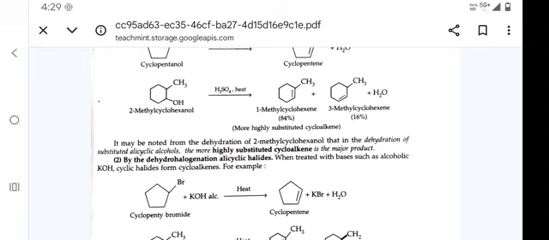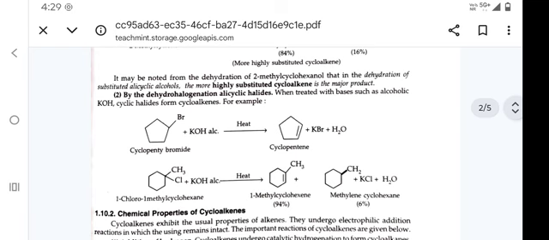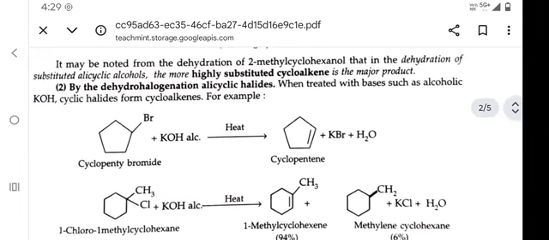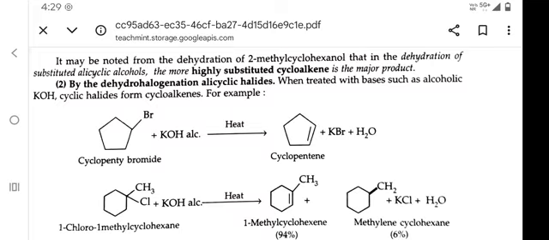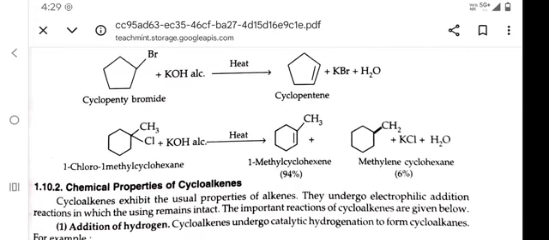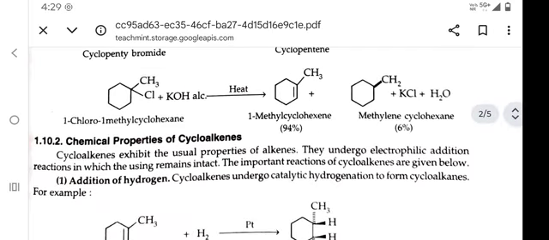By dehydrohalogenation of alicyclic halides. When treated with bases such as alcoholic KOH, cyclic halides form cycloalkenes. For example, cyclopentyl bromide reacts with alcoholic KOH in presence of heat to give cyclopentene plus KBr plus H2O. When 1-chloro-1-methyl cyclohexane reacts with alcoholic KOH in presence of heat, it gives 1-methyl cyclohexene and methylene cyclohexane, 94% and 6% respectively.